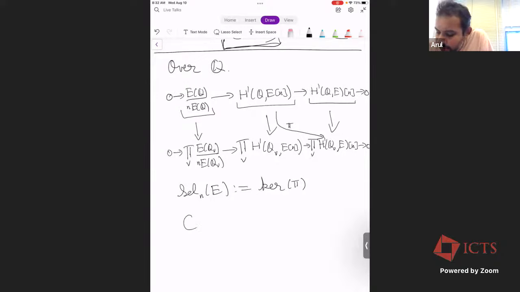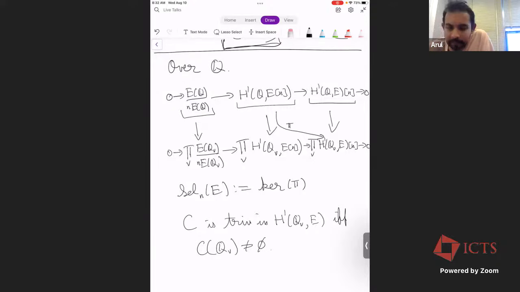So a torsor is trivial in H1(Q_v, E) if and only if C has a point over Q_v. But determining whether or not a curve has a point locally is quite an easy matter. You can understand the situation over F_p. Basically, most of the time, you can understand the situation over F_p and lift using Hensel's lemma. So this is a much easier question to deal with.